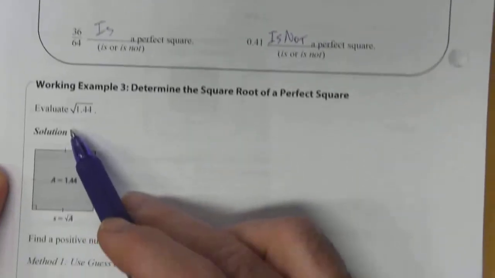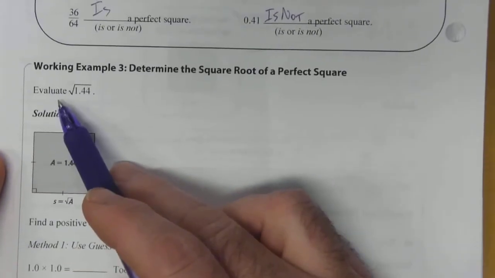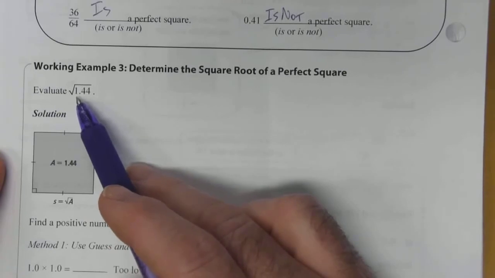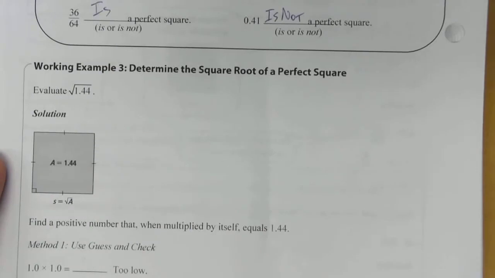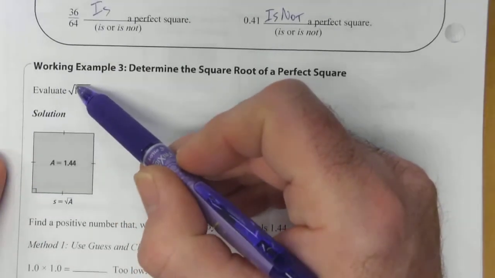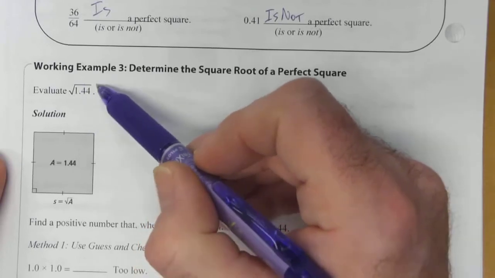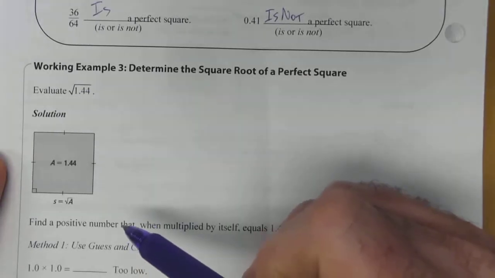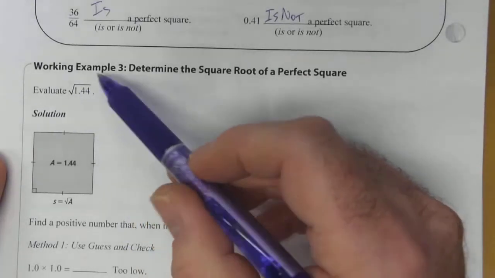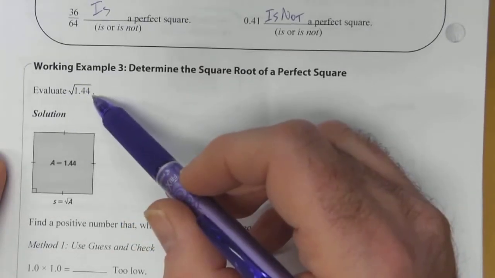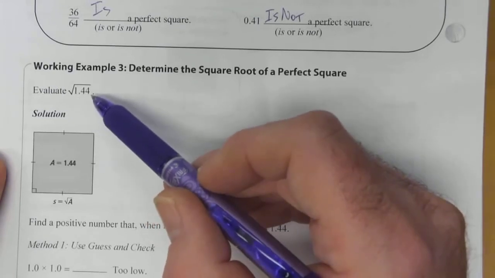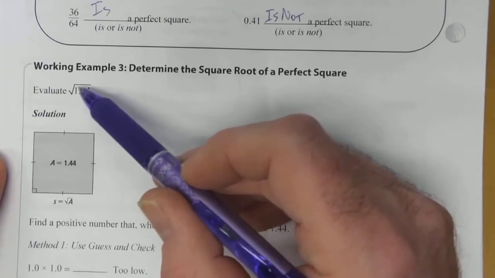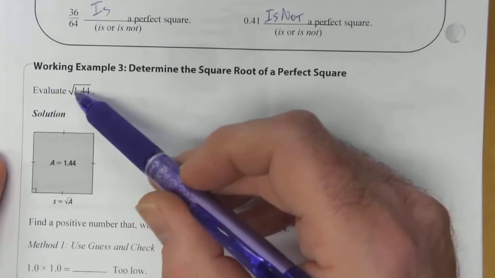So to start with, example 3, evaluate the square root of 1.44. This symbol here is a square root symbol. It's kind of like a check mark mixed up with a long division symbol. So make sure you're aware that that is a square root symbol. So that means if we have a square with an area of 1.44, what is its side length? That's what this is basically asking.